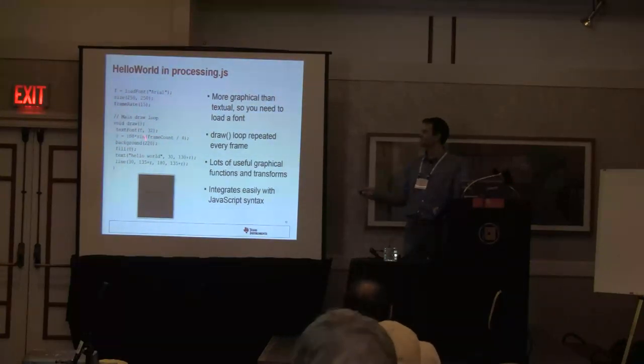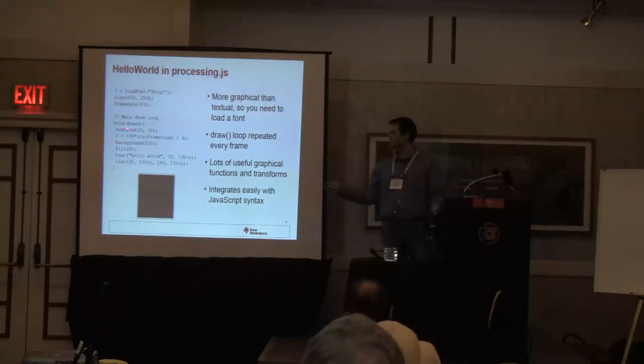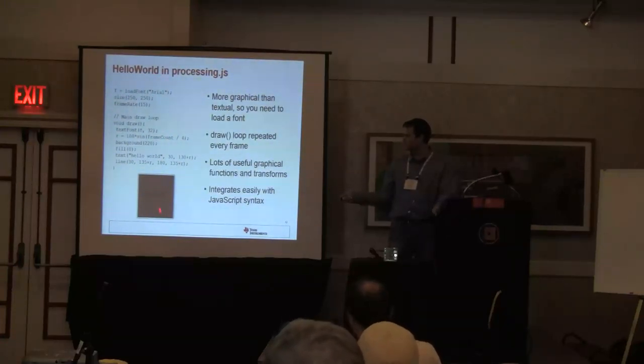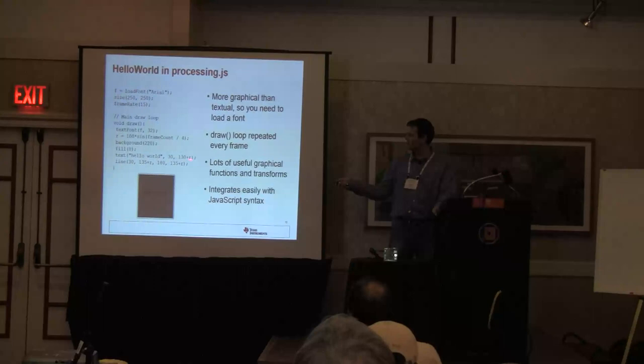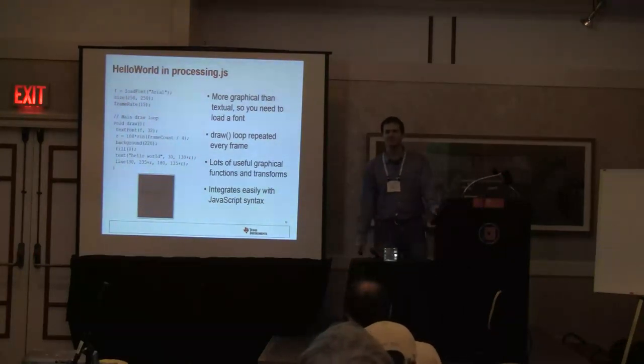And then there's just this main draw loop that recurs, right? So setting the font, this little line is just looking at the frame counter value, and if I actually was running this instead of just displaying it, the Hello World would be bouncing up and down because I'm using this R to change the position of where Hello World is. Is it black on black?